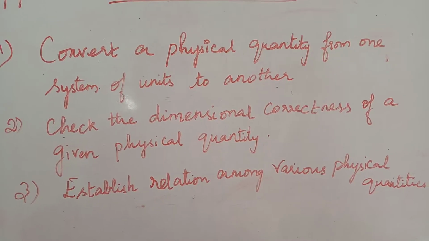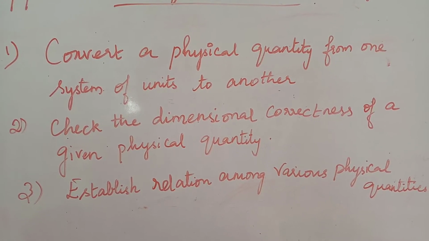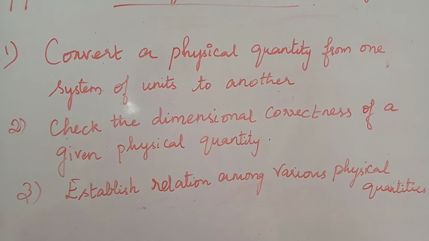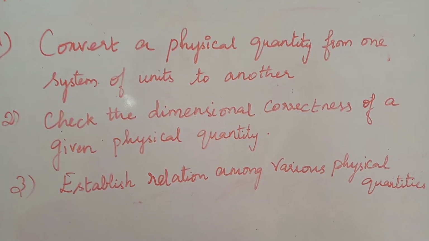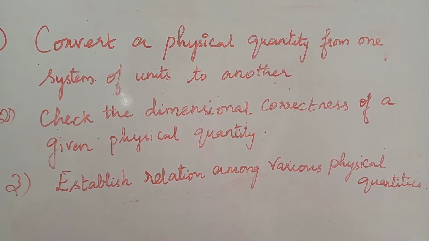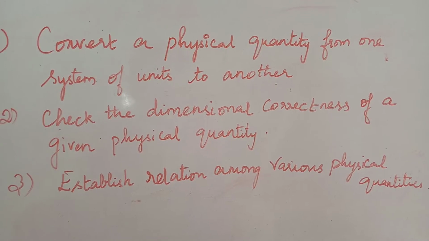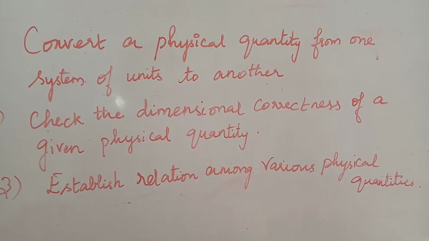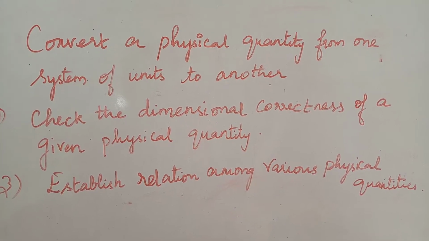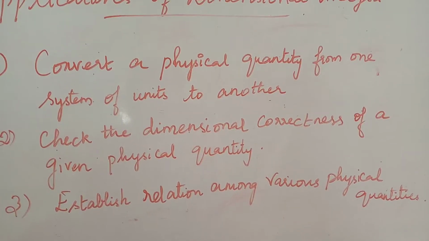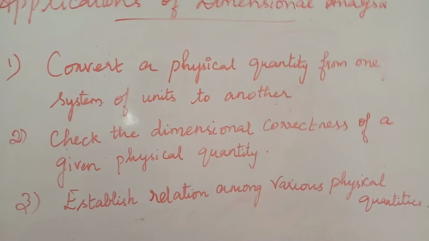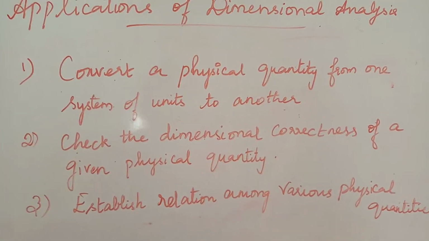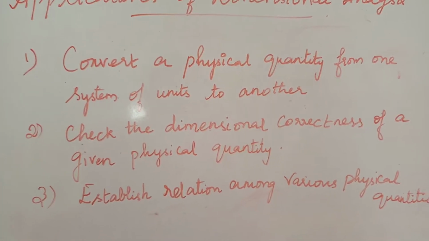Second is to check the dimensional correctness of a given physical quantity. And the third application is to establish a relationship among various physical quantities, how one physical quantity is related to another. This is all done with dimensional analysis. So let us discuss in detail one by one.